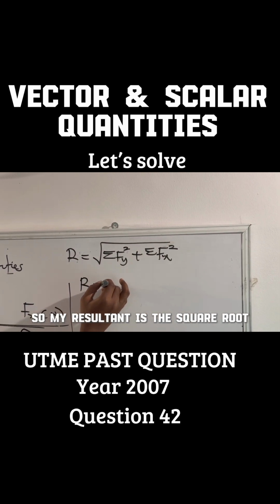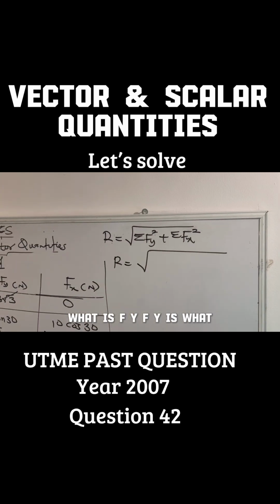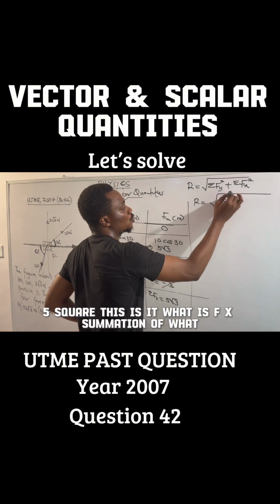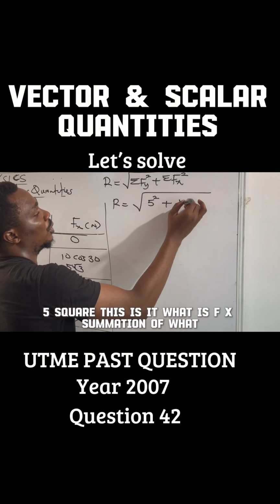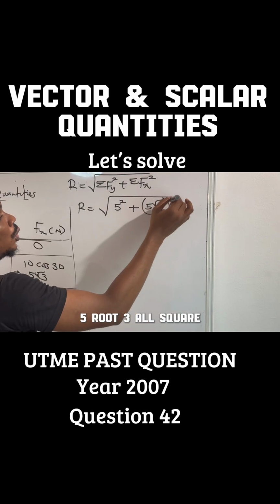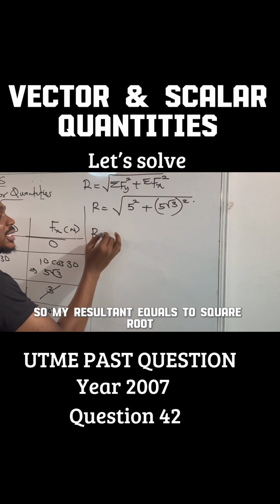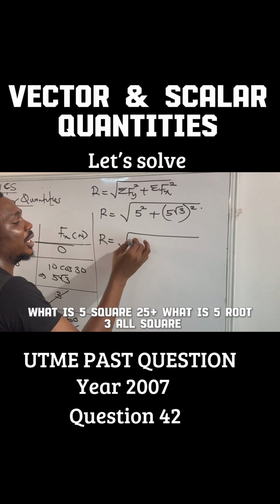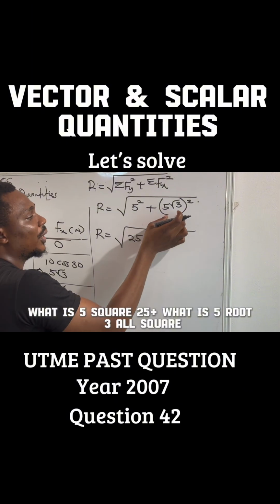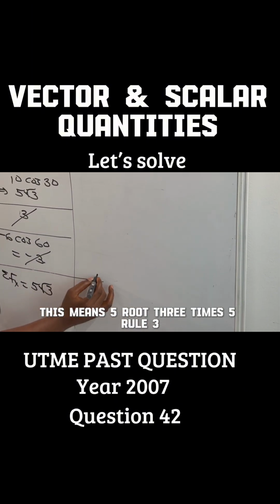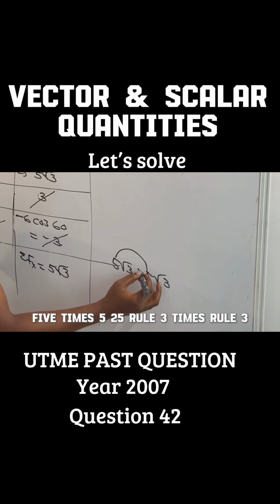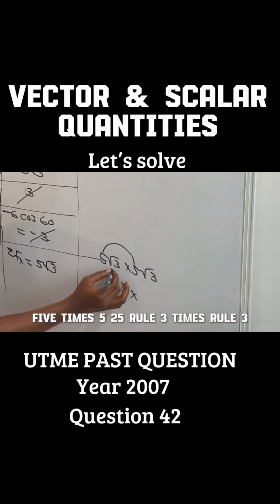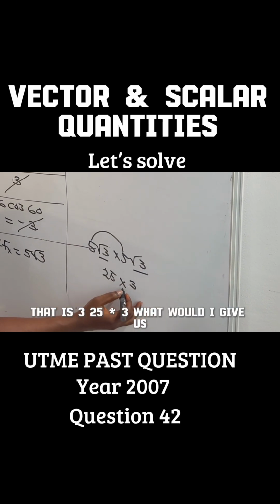So my resultant is the square root. What is the Fy? Fy is what? 5 squared. This is it. What is Fx? Summation of what? 5 root 3 all squared. So my resultant equals the square root. What is 5 squared? 25. Plus, what is 5 root 3 all squared? This means 5 root 3 times 5 root 3. 5 times 5, 25. Root 3 times root 3, that is 3.